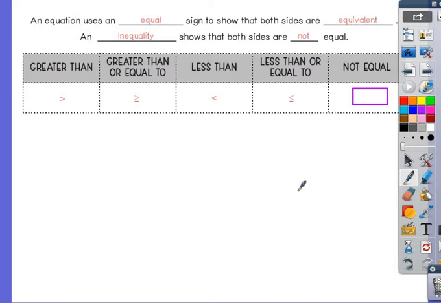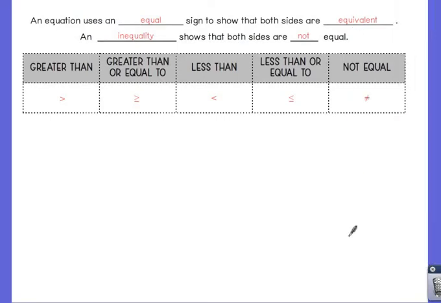What about not equal? Anybody seen that symbol before? Olivia, what you got? It means like an equal sign with a line through it. It is an equal sign with a line through it. That is a not equal to symbol.